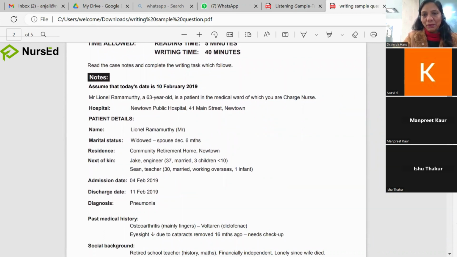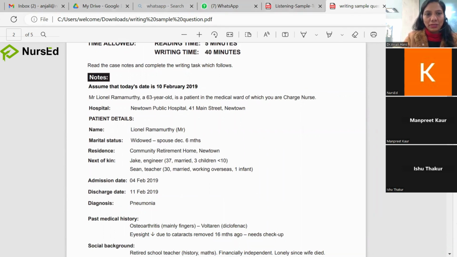Can anyone read it for me? Can you unmute yourself and read this case? Yes, Ishu, Manpreet. Anyone out of you? Okay, so it's fine.